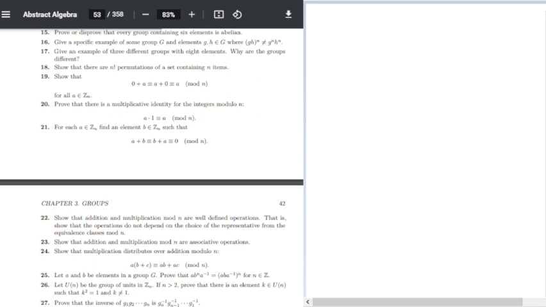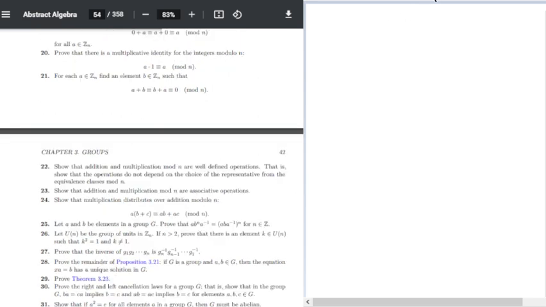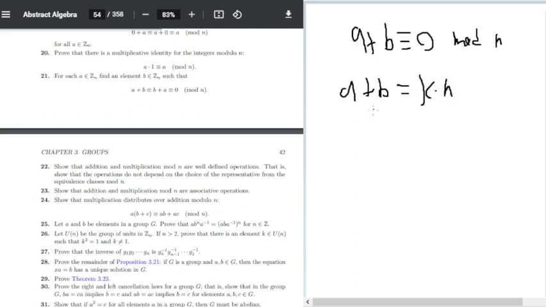So, prove that there's a multiplicative inverse for the integers modulo n. So it's, once again, a times 1 is equal to a. So a times 1 is congruent to a. For each a in Zn, find an element in Zn. Okay, this is fun. So suppose that a plus b is congruent to 0 mod n. This means that a plus b is equal to k times n. So a is equal to k times n minus b.